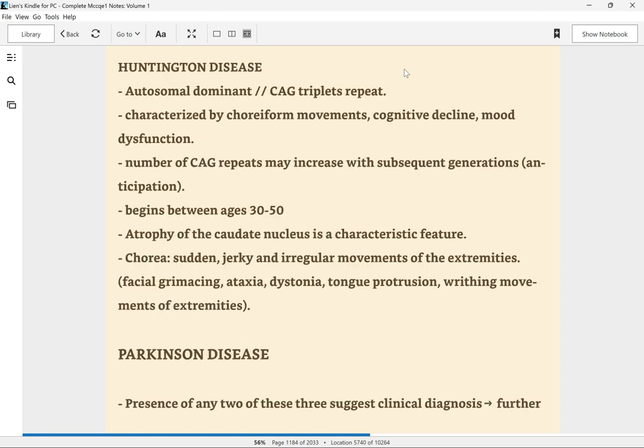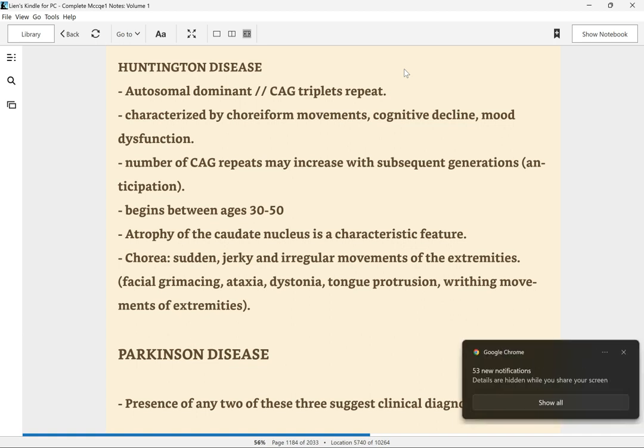Huntington disease: autosomal dominant, CAG triplet repeat. Characterized by choreiform movements, cognitive decline, and mood dysfunction. The number of CAG repeats may increase with subsequent generations, called anticipation. Begins between ages 30 to 50. Atrophy of the caudate nucleus is a characteristic feature.